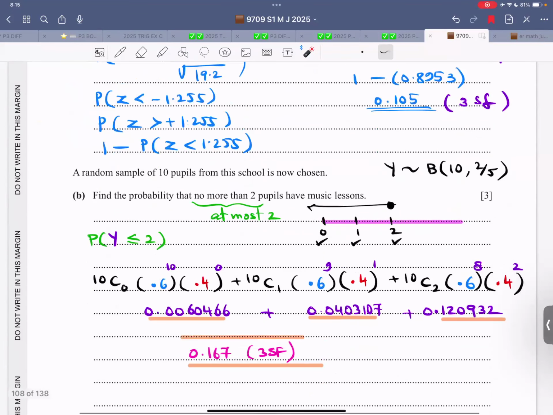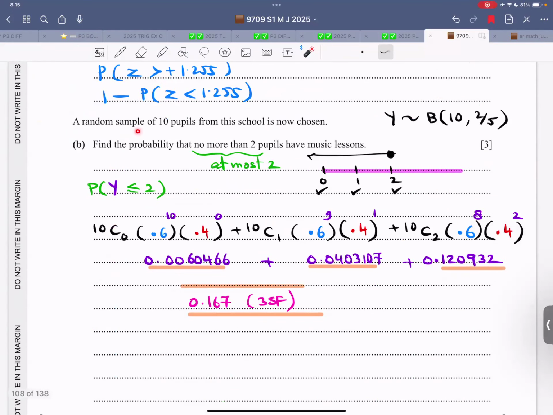Now over here, the next one: a random sample of 10 pupils from the school is now chosen. Find the probability of no more than 2. No more than 2 means at most 2. Have music lesson, probability of success. Probability of success is music lesson, that is 2/5. And the number of trials is 10.